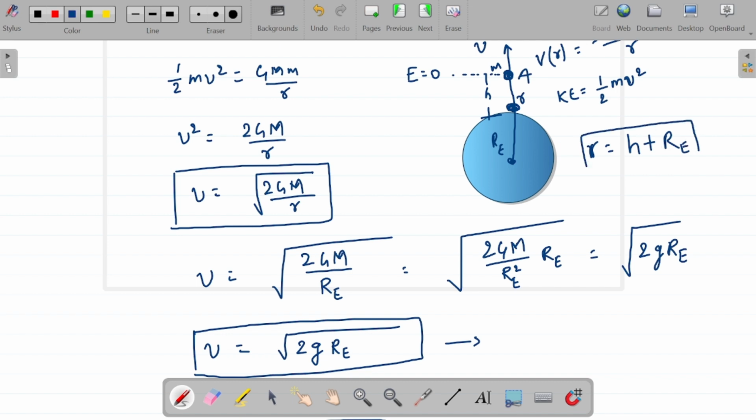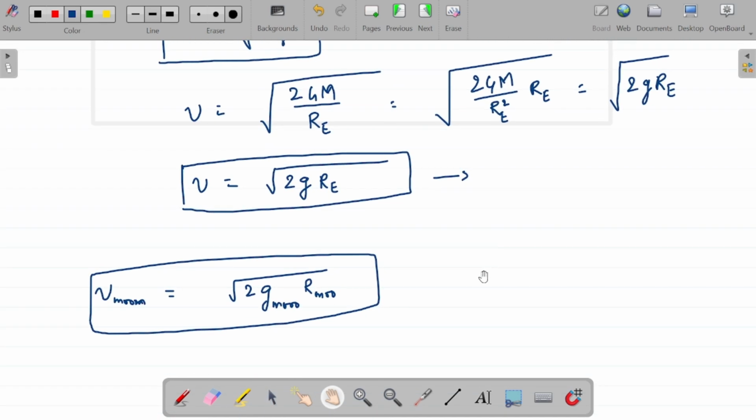And if we are taking h to be 0, that is, the body is being thrown from the surface of the earth, then instead of this r, we have to use Re, which is what we have done already. And if you calculate these things, you are going to get this escape speed as nearly 11.2 kilometer per second in case of earth.